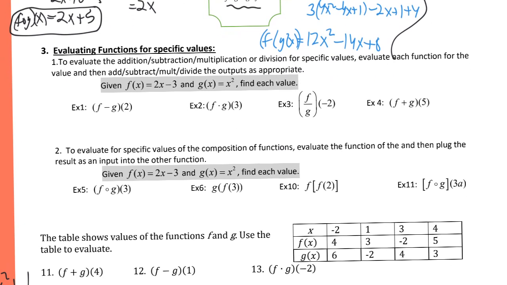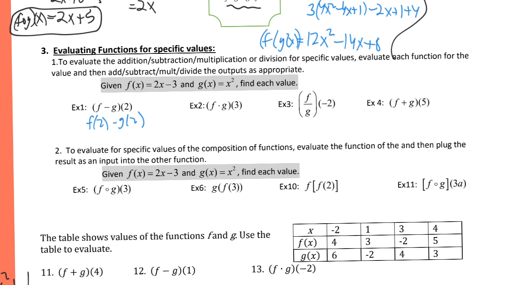See how it says evaluating functions for specific values. So f of g of x, our answer is an equation in terms of x. F minus g of 2 is going to be numerical because they're saying, can you take those two functions subtracted using 2 as the input? And so the best way to do it when you're just looking for a specific number is just to do f of 2 minus g of 2.